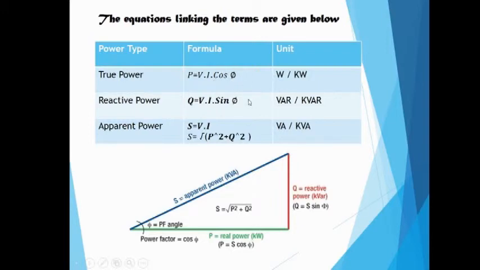Again, types of power and their formulas. The true power is, like we said, measured in watts or kilowatts, and the formula for it is voltage times current times cos of the phase angle. In this case it is the phase angle between the apparent power and the true power. We also call it the power factor, PF. Cos of that angle is the power factor. So cos phi is the power factor, not the phi itself.